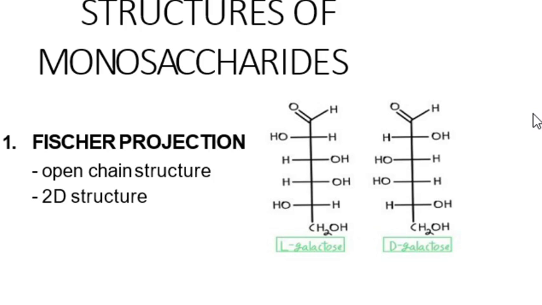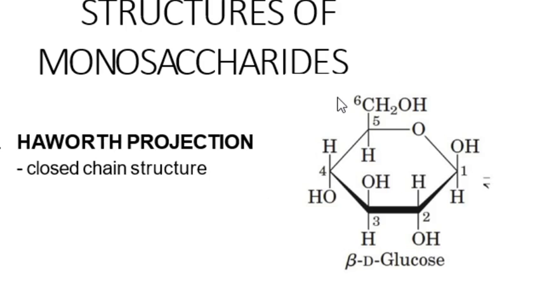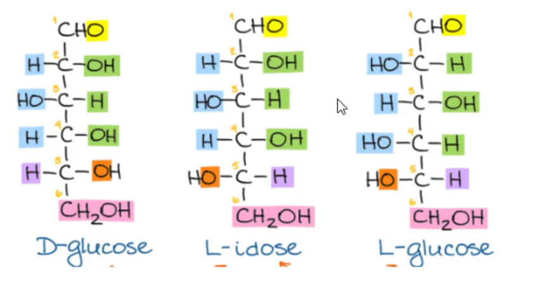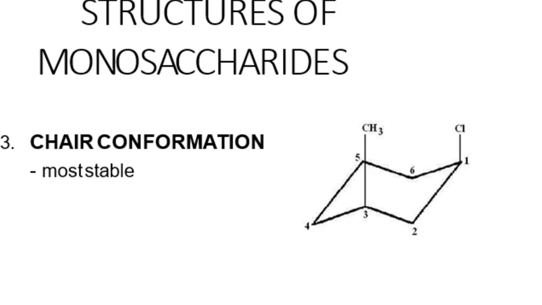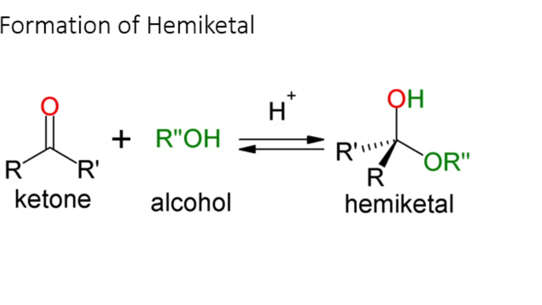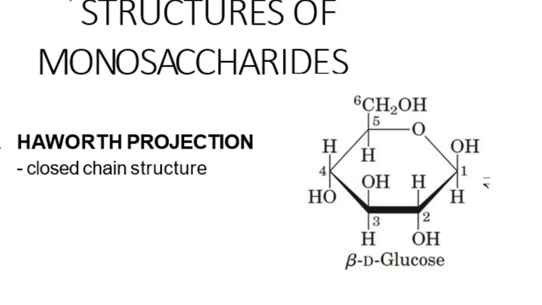Here, we also have different structures of monosaccharides. We actually have 3: the Fischer projection, the Haworth projection, and the third one, which is the chair conformation. These are different structures, and they actually differ in structure during chemical reactions.